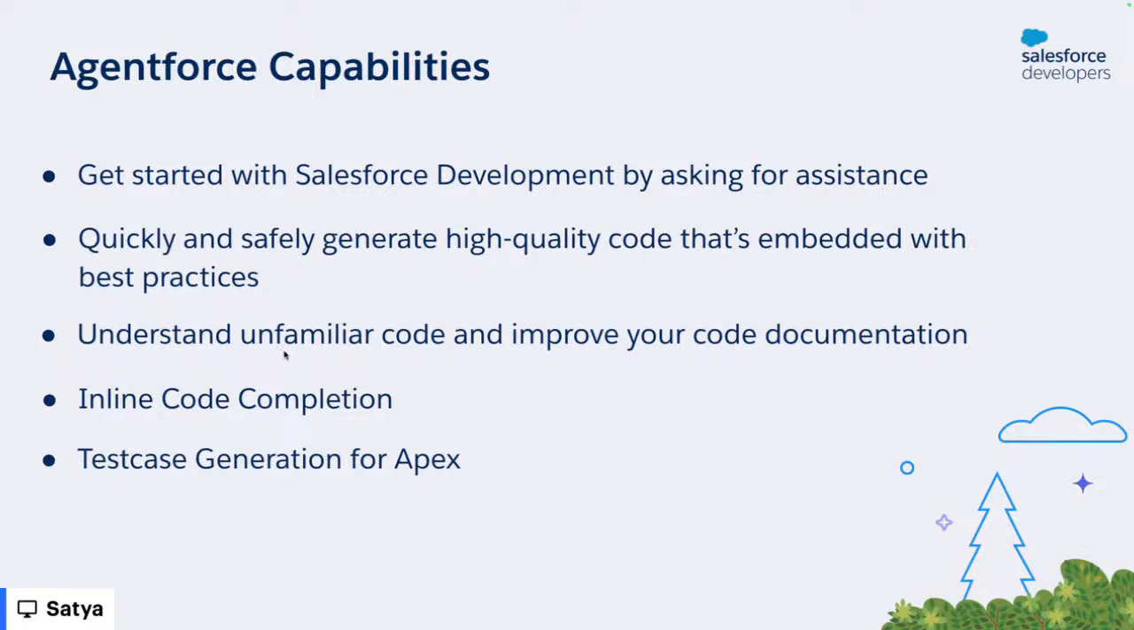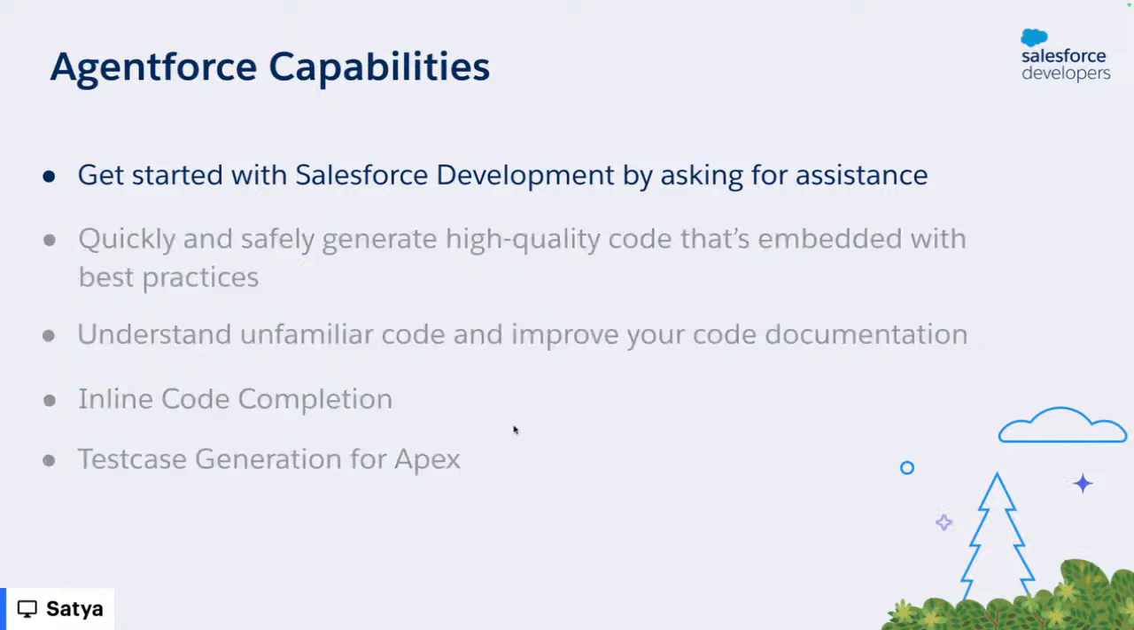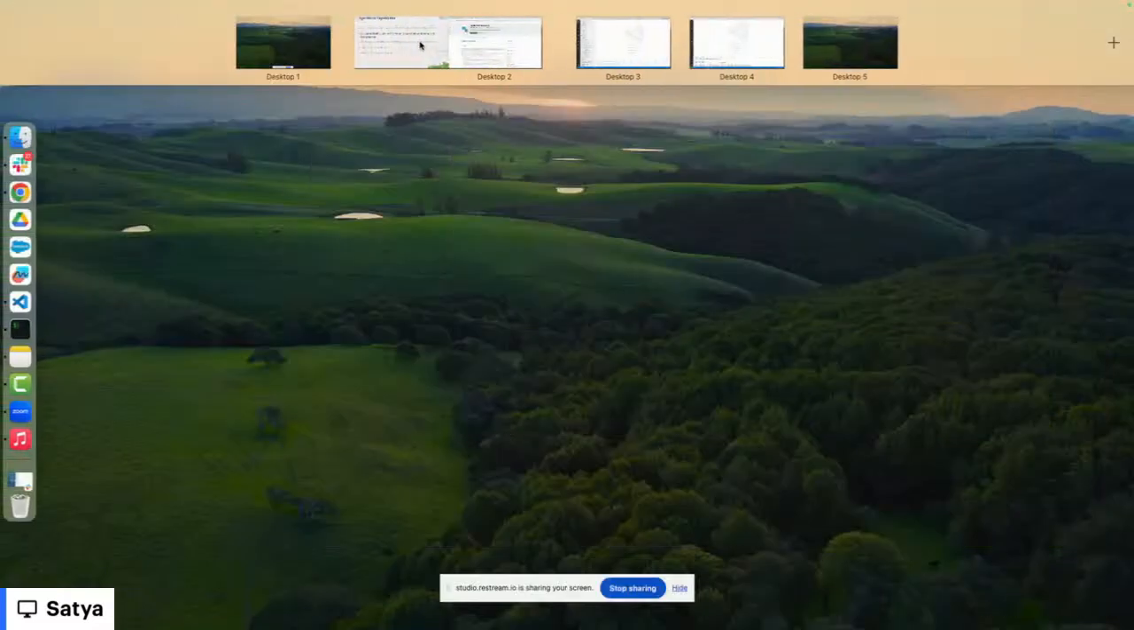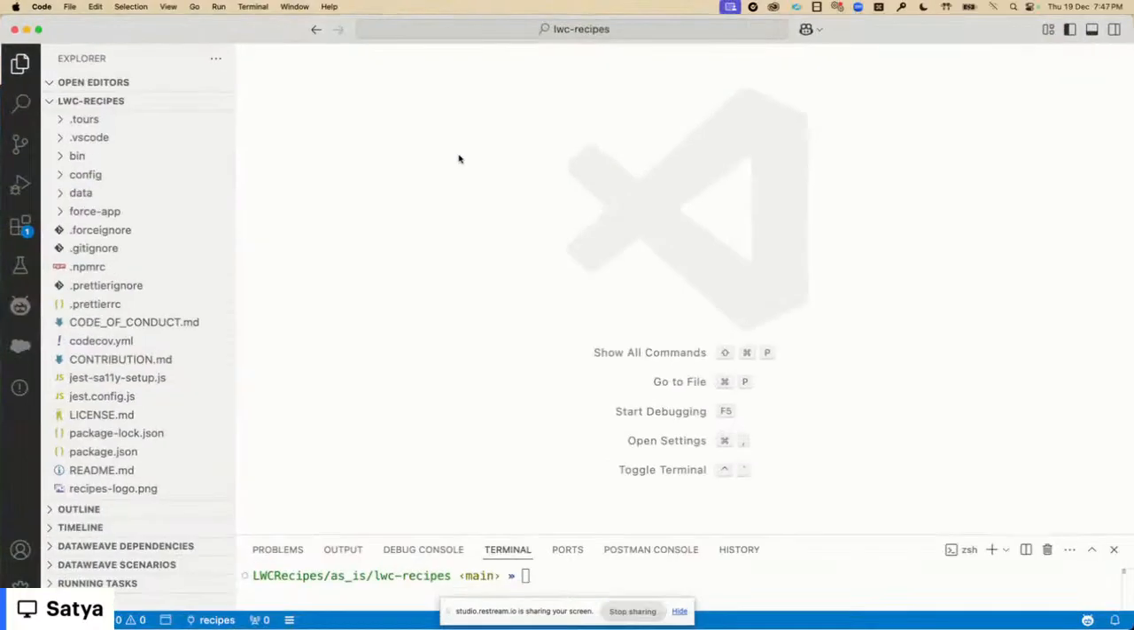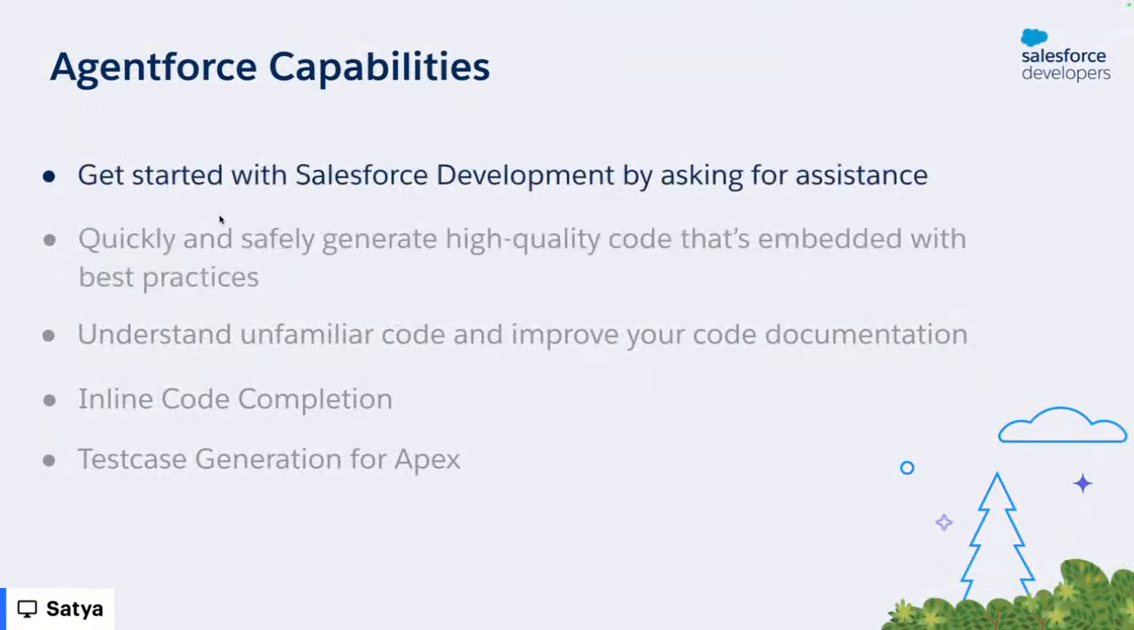And the third capability is if you're not familiar with the code, which happens most of the time. If someone writes the code and you go and look into it, it will be utter confusion. You probably might not be able to understand the code fully. But then you can take the support of Agentforce to explain the code and give a description of the code that can be helpful for you to understand it. And there's also inline code completion and test generation for Apex. Let's look into each of these things one at a time and see how we can work with all of those things. Now, the first one is get started with Salesforce development by asking for assistance.